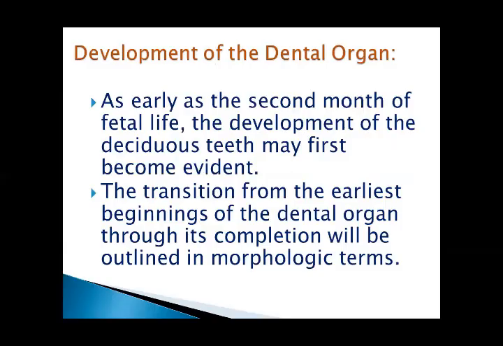Development of the dental organ: as early as the second month of fetal life, the development of the deciduous teeth may first become evident. The transition from the earliest beginnings of the dental organ through its completion will be outlined in morphological terms.